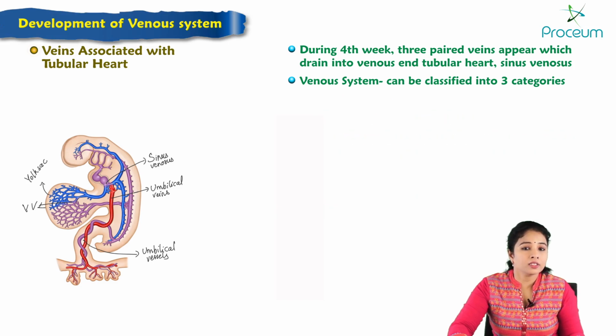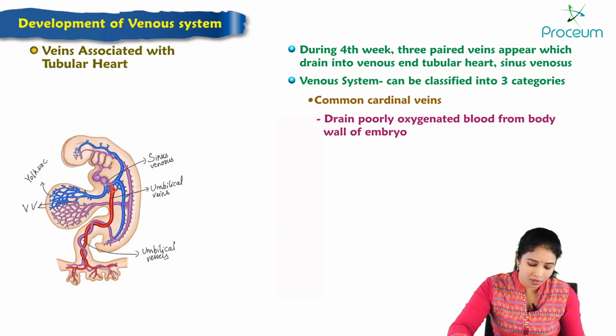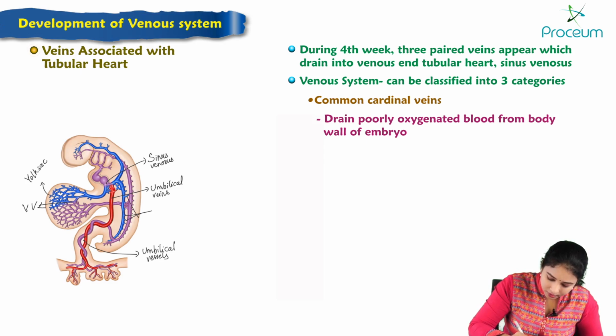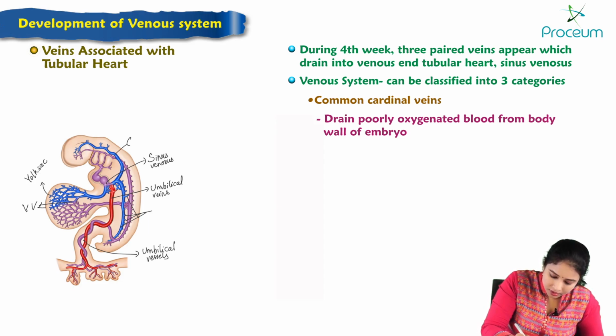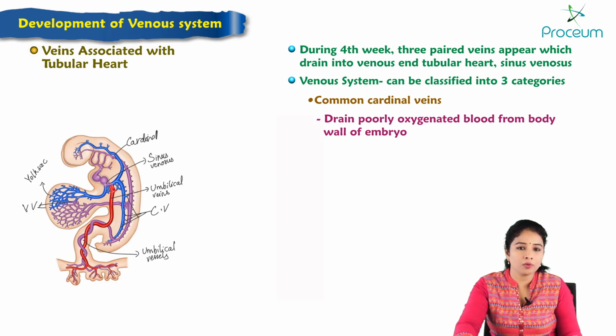The third category is the common cardinal veins, which drain poorly oxygenated blood from the body wall of the embryo. The common cardinal veins usually drain from the body wall. You are seeing these small branches, and larger branches here also. These are the cardinal veins, which drain poorly oxygenated blood from the body wall of the embryo.